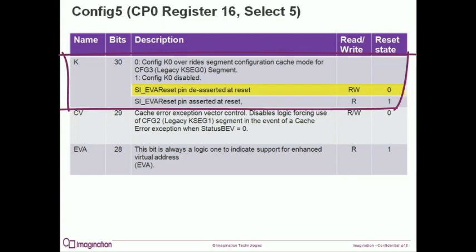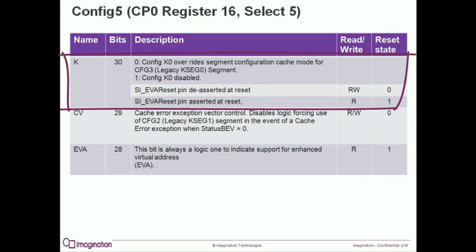If the pin is deasserted, then the reset state is 0 and the cacheability of the CFG3 segment is controlled by the K0 field, and the K bit is writable, which enables switching from legacy compatibility to EVA setting. If the pin is asserted, the K0 field has no effect. The K field is set to 1 and is read-only, disallowing any change from EVA setting to legacy compatibility setting.